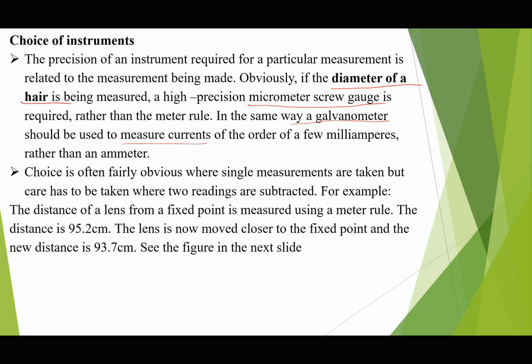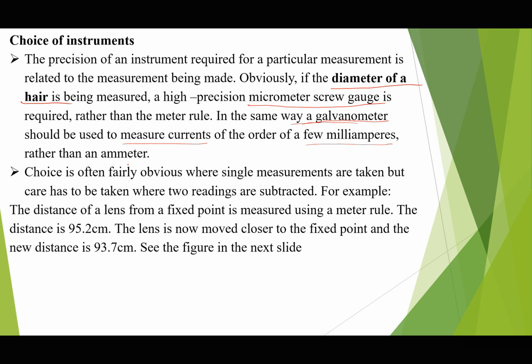In other words, you would use a galvanometer to measure currents of a few milliamperes, but there would be a better instrument that you would use if the currents involved are very small. You could even use a microammeter to measure very, very small currents. Therefore, the choice is often fairly obvious where single measurements are taken, but care has to be taken where two readings are subtracted.